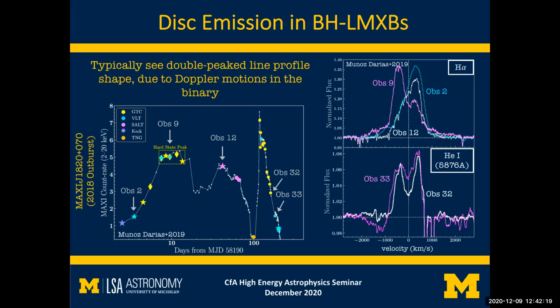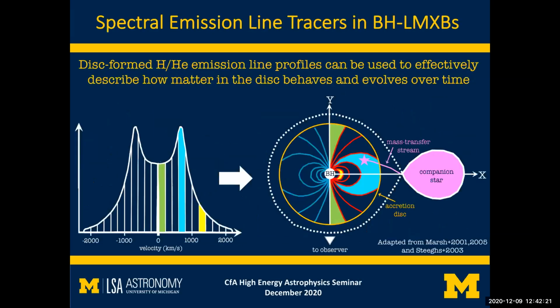Now, as a result of their time and velocity dependence, these line profiles can give us information about the distribution of emission over the disk surface. The strength and profile shape of each of these lines encode within them a projection of the disk itself along the line of sight. As the spatial distribution of line emission is a tracer of structure in the disk, these emission lines can, in principle, be used to determine how matter in the disk behaves and evolves over time.